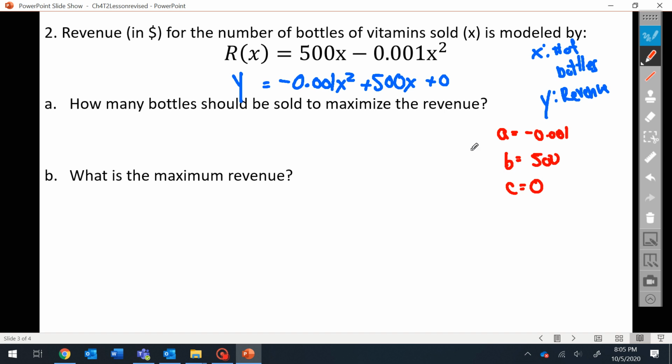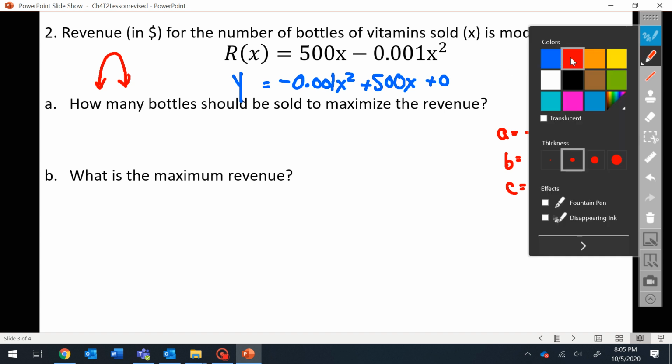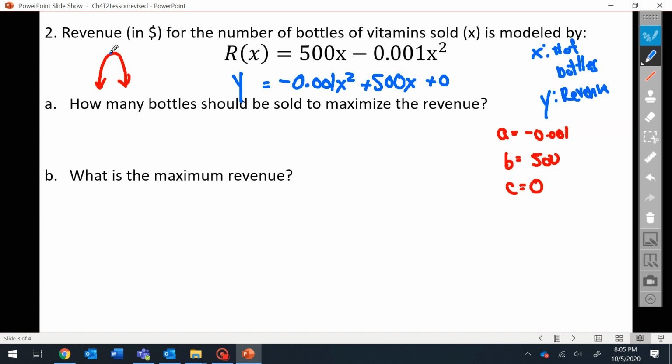All right, so keep in mind, this parabola, since the a is negative, is going to be upside down like this, which means that our vertex is going to be a maximum up here. So I wouldn't be surprised if it's asking us for the maximum revenue instead of the minimum revenue. So it says A, how many bottles should be sold to maximize the revenue? Yep, because it's all the way up here. And it's asking how many bottles, so it's asking for the x-coordinate of the vertex. And then what is the maximum revenue? In that case, it's asking for the y-coordinate.